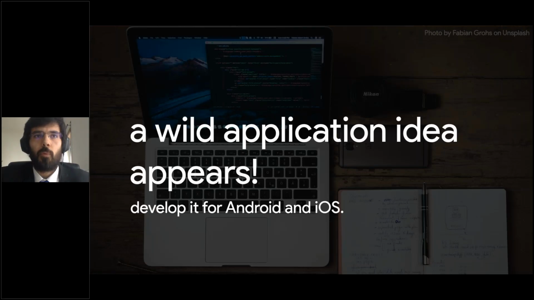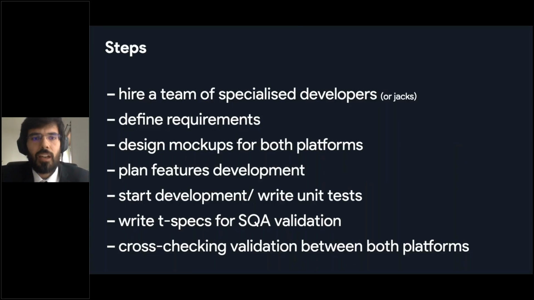Let's imagine that we have a wild application idea and we want to develop it for Android and for iOS. So basically, you will hire a team of specialized developers. You're going to define requirements, design mockups for both platforms, and please do this. It's really important that we don't have an Android application look like an iOS application and vice versa. You will need to plan the features development, start development, writing unit tests, and cross-checking validation between both platforms to guarantee that everything is working as expected and you have the same behavior on both platforms.